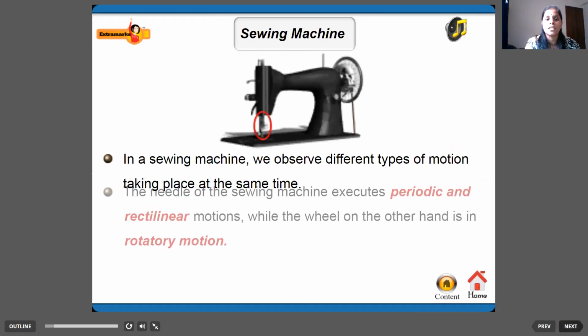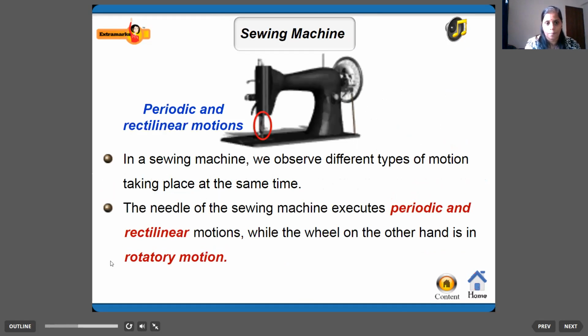The next example, the sewing machine. A very common example. In a sewing machine, we observe different types of motion taking place at the same time. You can see the needle of the sewing machine. It is showing periodic as well as rectilinear motion, as it is going in a straight line. Rectilinear motion, and periodic because it's repeating after a fixed interval of time. And rotatory, as the sewing machine's metal spindle is rotating. So it is an example of rotatory motion.